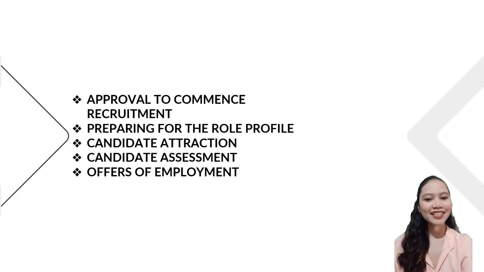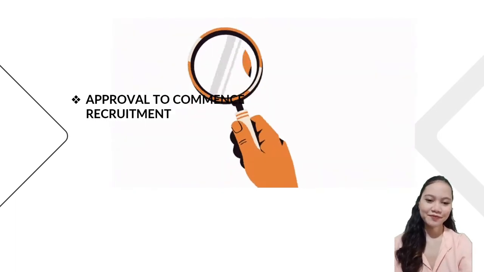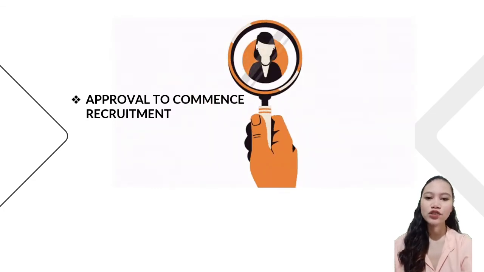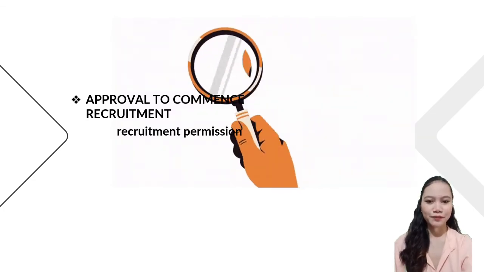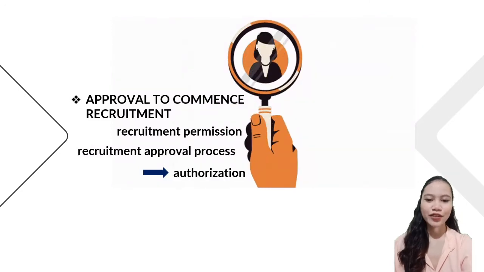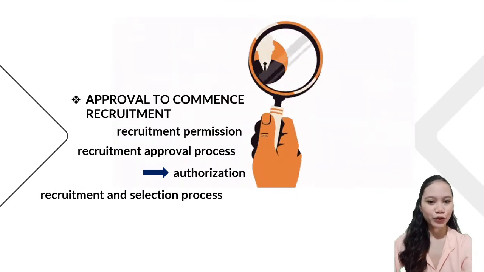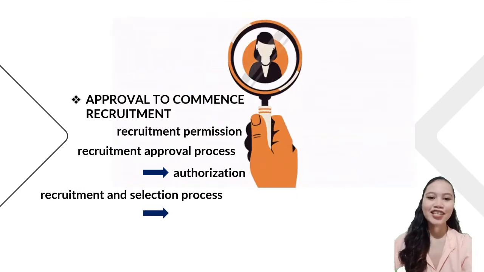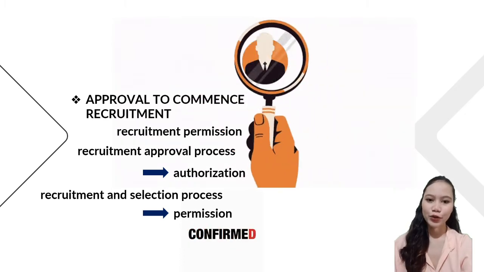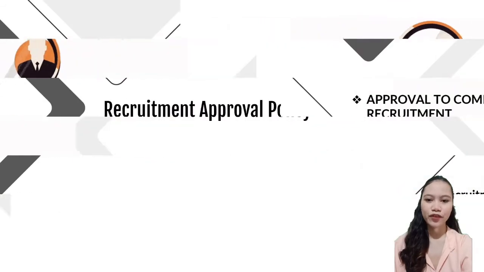Let's now discuss the approval to commence recruitment. The recruiting and selection procedure will always start with recruitment permission. The recruitment approval process should entail the authorization from all levels of management, and the recruitment and selection process can occur once permission has been confirmed by the human resource. Every company has a recruitment approval policy.